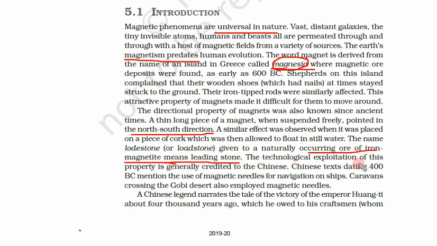The technological exploitation of this property is generally credited to the Chinese. So the Chinese explored this technology. Chinese texts dating to 400 BC, that means quite old, mention the use of magnetic needles for navigation on ships. Caravans crossing the Gobi Desert also employed magnetic needles. So this was quite an old phenomenon, using magnets to determine directions.